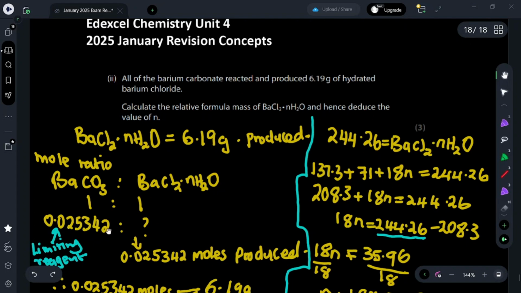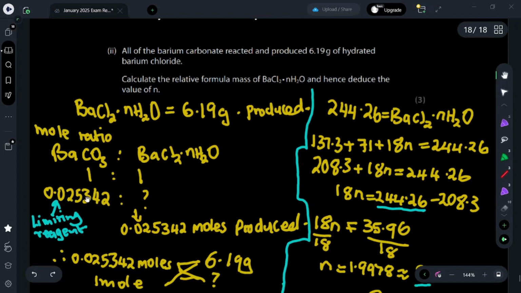0.02534 moles of barium carbonate. This is obviously our limiting reagent, since we already concluded that the hydrochloric acid was in excess. And because the mole ratio of the barium carbonate and the barium chloride is 1:1, we will produce the same number of moles of barium chloride as barium carbonate. So we will get 0.02534 moles of barium chloride in our reaction.